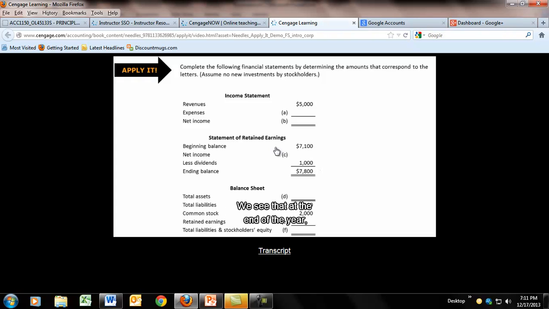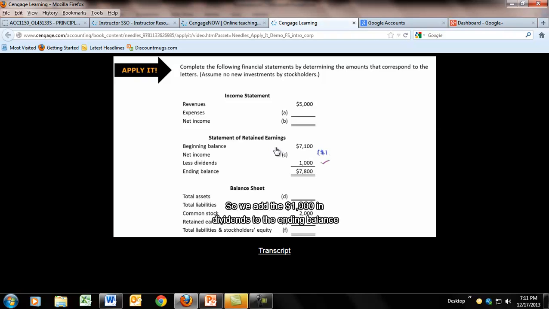We see that at the end of the year, the balance in the retained earnings account is at $7,800. This is up from the beginning balance of $7,100, which means the company has made a profit. However, we also notice that dividends of $1,000 were paid during the year. It should be clear that without the dividends, the ending amount in the statement of retained earnings would be higher.